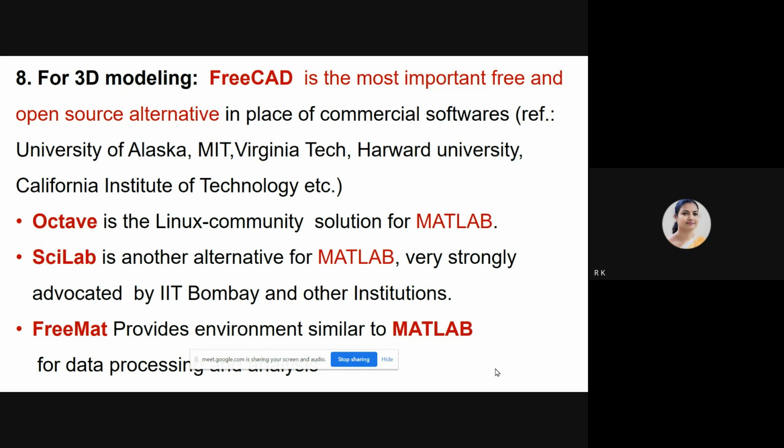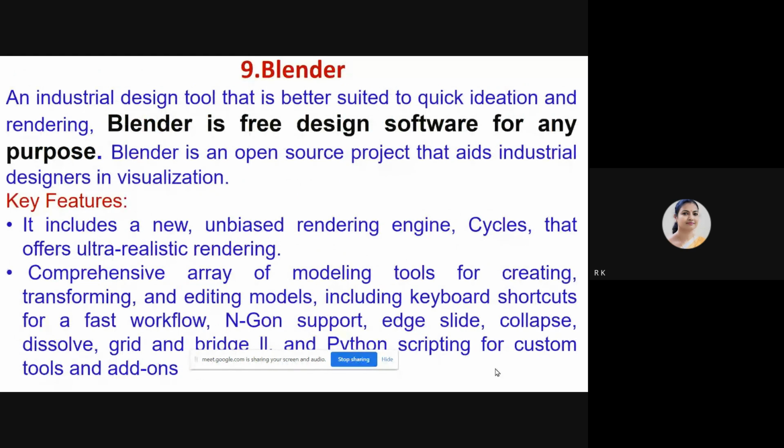Octave is another Linux community solution for MATLAB. How many of you would have heard of MATLAB? No idea. But MATLAB is one of the best methods where we can synchronize and try to present it in a very wonderful way. And that's one. And the second one is called FreeMat. FreeMat provides an environment which is similar to MATLAB, where we do a lot of data processing.